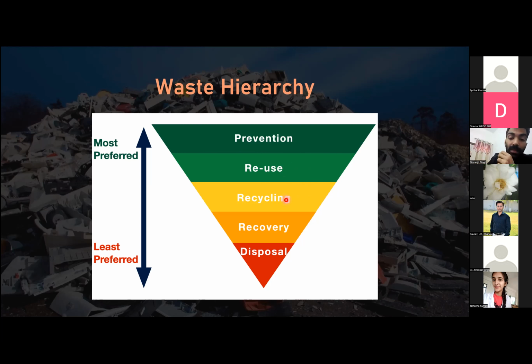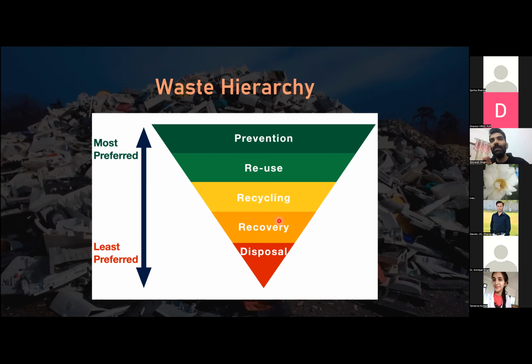So the next one is recovery. Recovery is the second last one. In recovery, it means you can put them into incinerators, you can put them in proper conditions, you can combust them and convert them into electricity, and you can also take out all the useful materials, for example, gold, copper, aluminium, iron. You can take out these things after incinerating or by separating them.